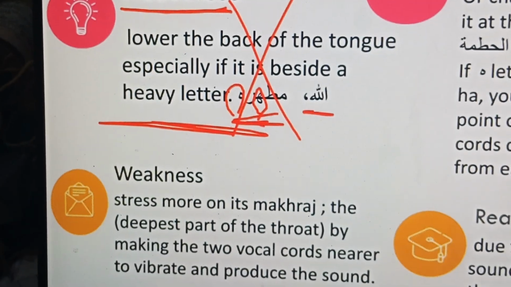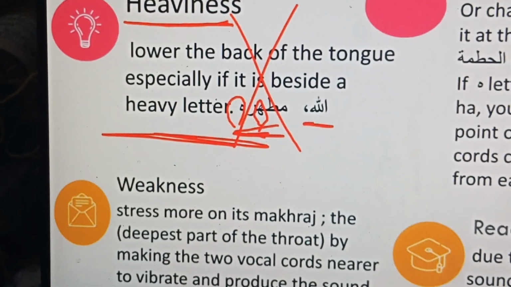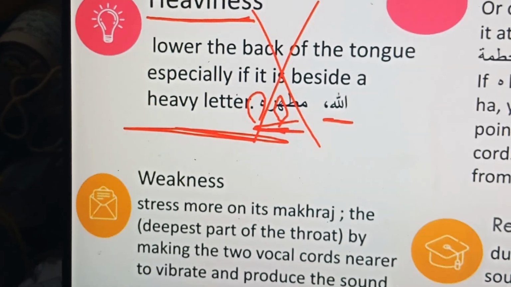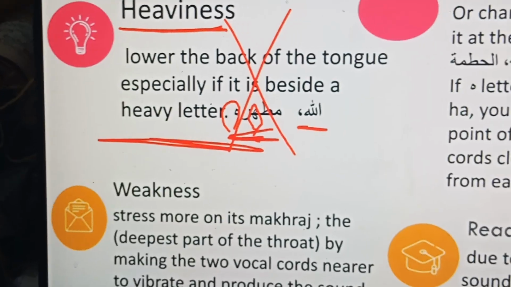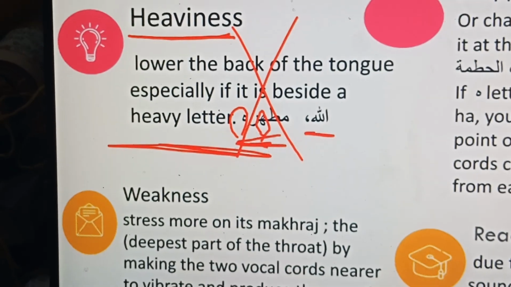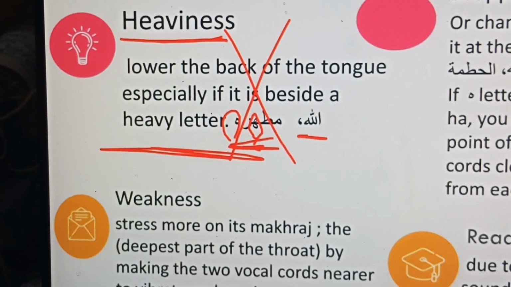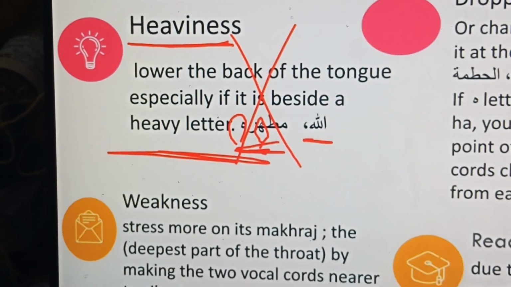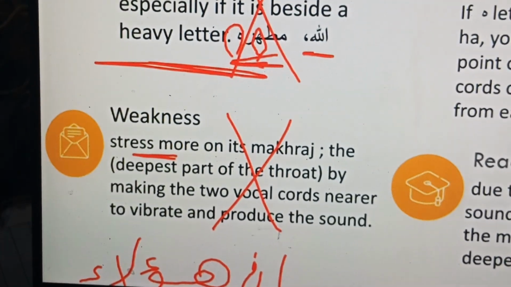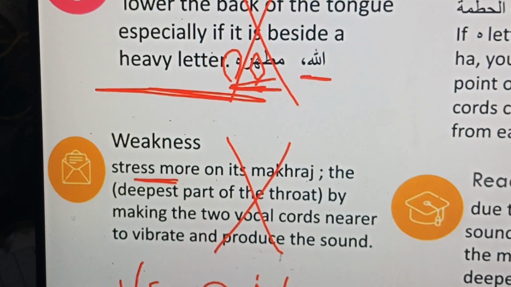So it is not like ha, it's like ha. The ha is the heaviest sound. Allow the two vocal cords to be a little closer to each other, and this is what lets the vibration happen and the sound be produced. So this is from the mistakes that we should take care about.